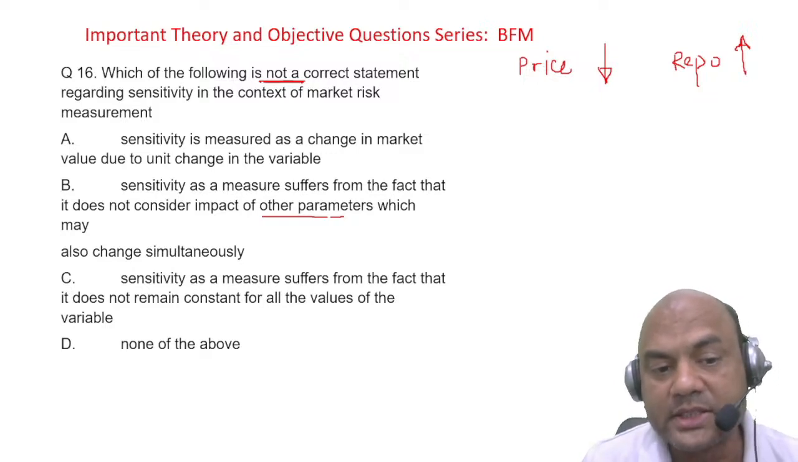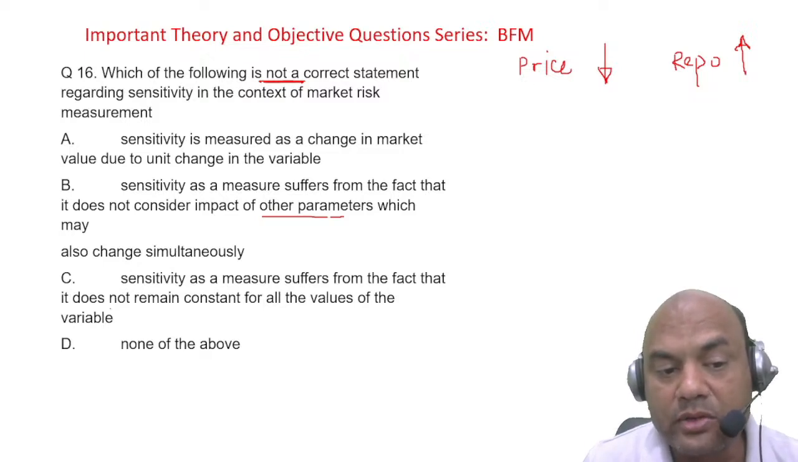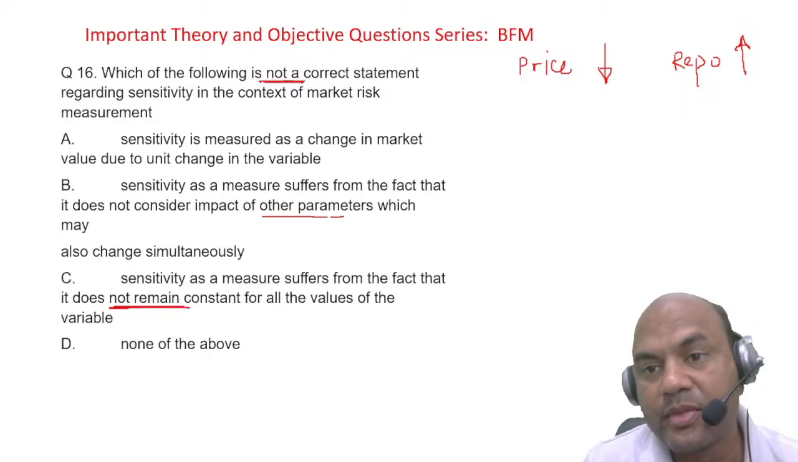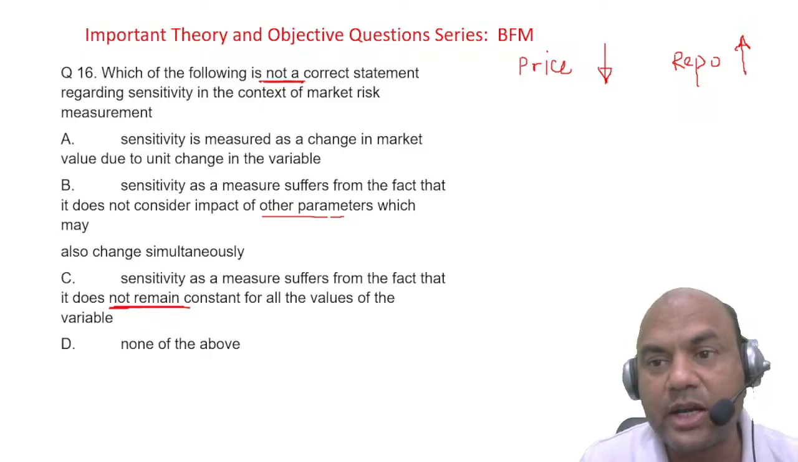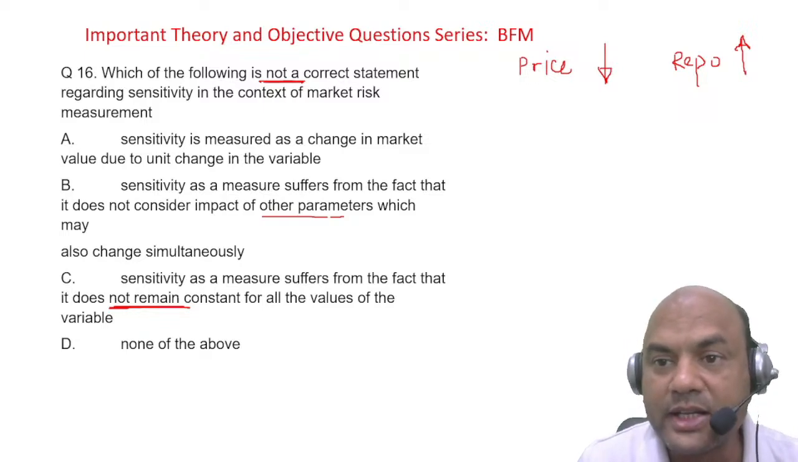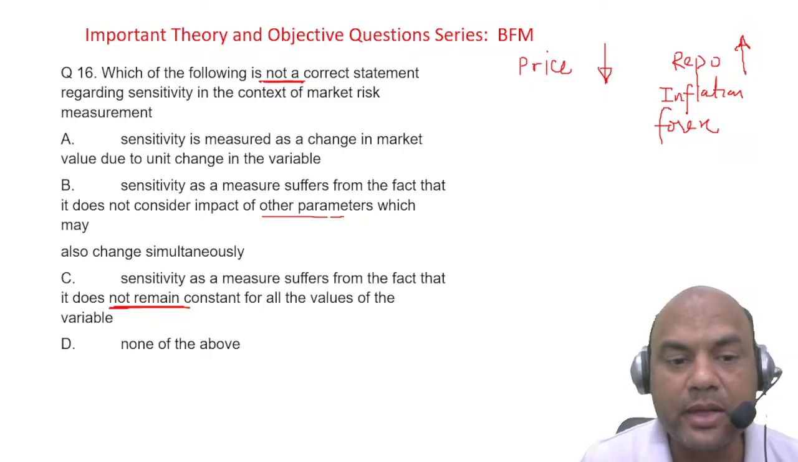C. Sensitivity as a measure suffers from the fact that it does not remain constant for all the values of the variable. What do you mean by this? Let's focus on the values. Just now what did I tell you? One is repo, second is inflation, third is, let's say, forex reserves with RBI. So let's say these are the three parameters.